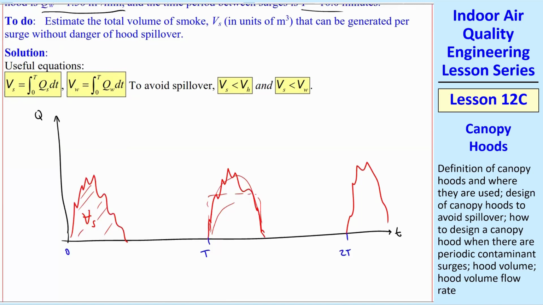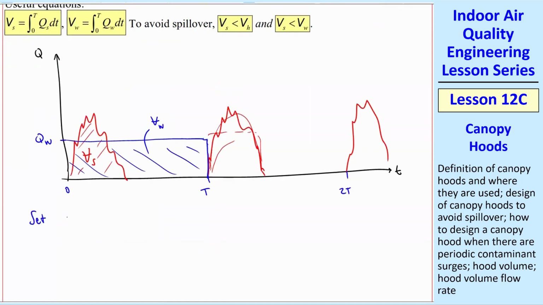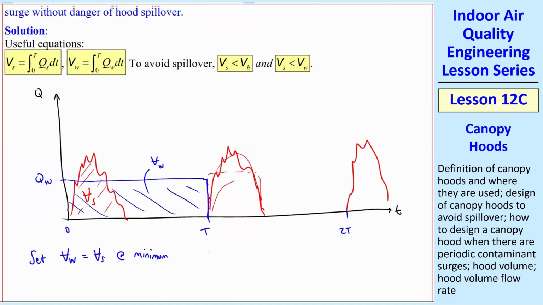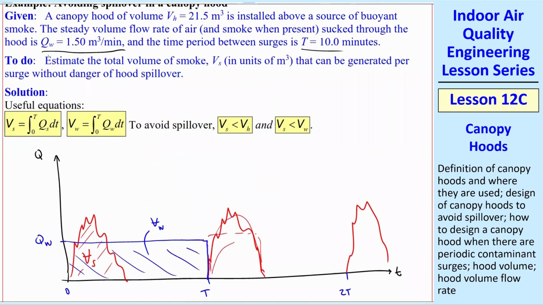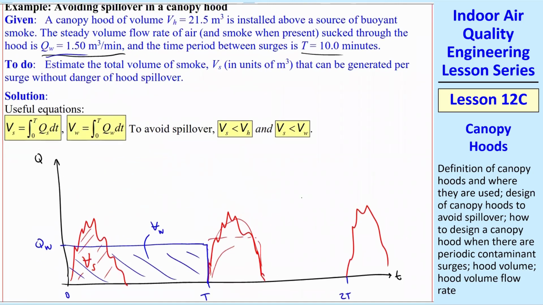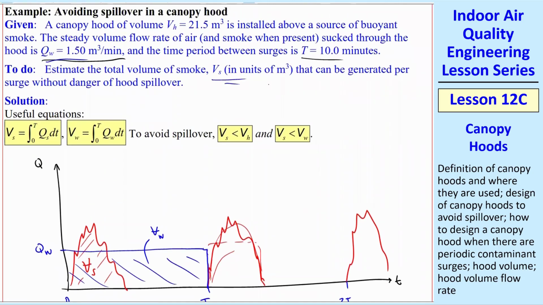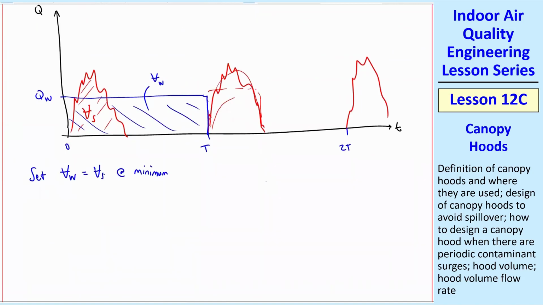And then again, we have a hood, and we're going to design this hood such that in one period T, this blue shaded volume, which we call the VW, the V withdrawal, is equal. So we'll set VW equal VS at a minimum. So this is the minimum required. And in this problem, it's kind of backwards. We're given QW. We want to know how much VS there can be that you can manage with a given QW.